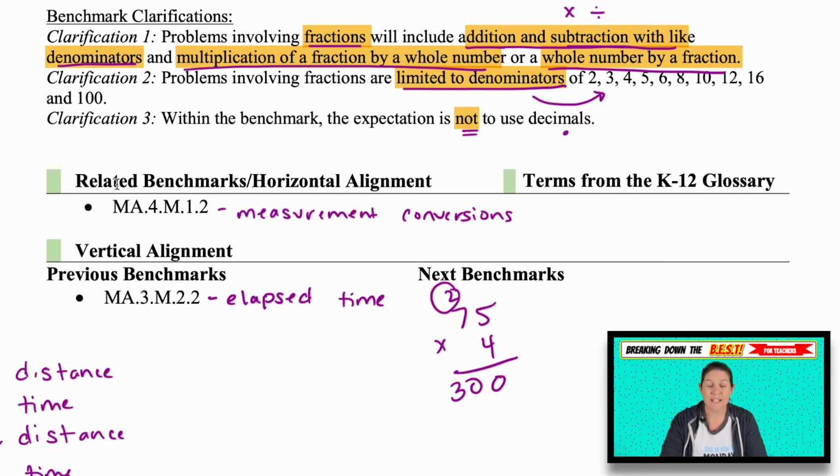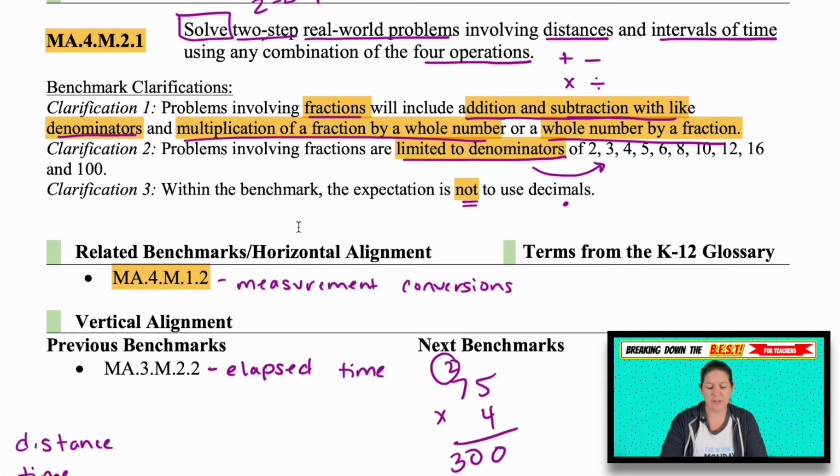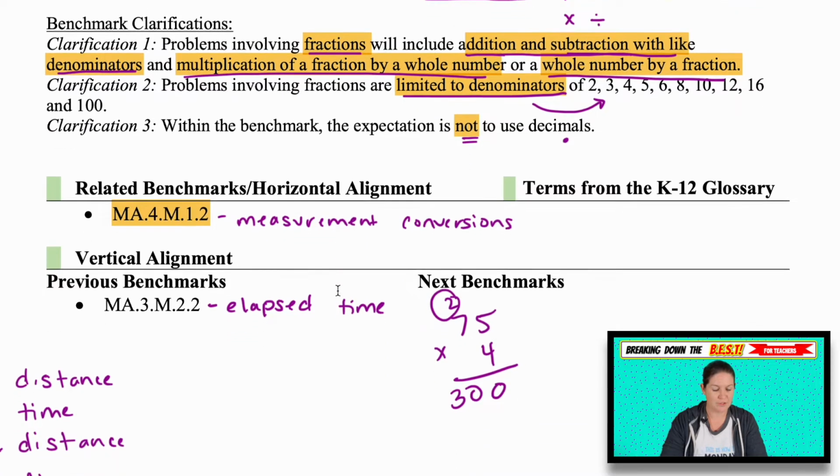Which standards are related to this one in fourth grade? Well, we have MA.4.M.2.1, which involves measurement conversions. I would also venture to say that 1.1 does as well because it deals with length and with time, and that's what we're working on in 1.1 for the measurement strand.